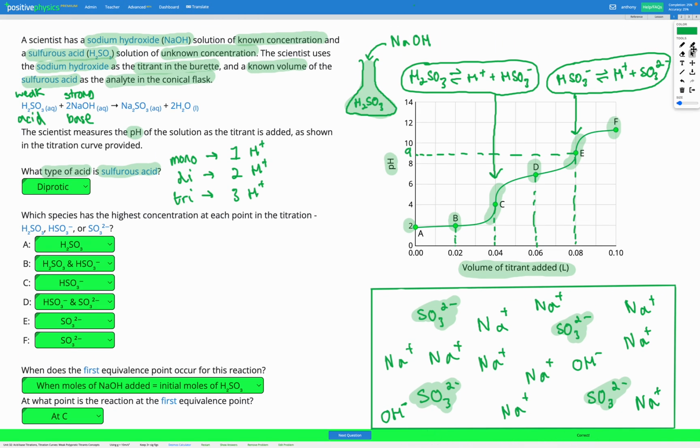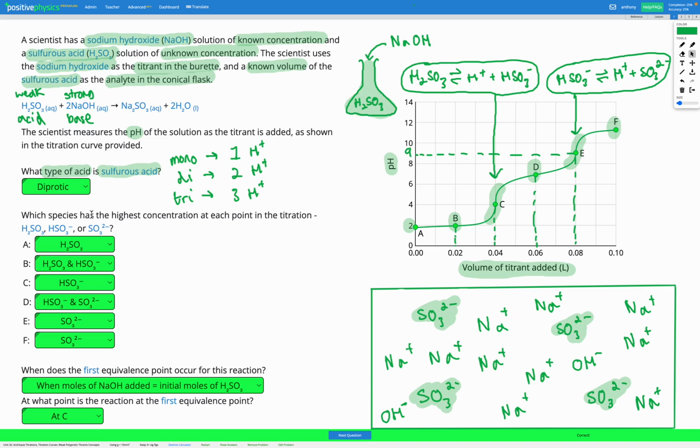So to summarize, in these questions, we have a weak polyprotic acid. Polyprotic means it has more than one H+ ion in it. And as it reacts with the base, it's going to remove one H+ ion first, and then we're going to remove the second H+ ion. So we're going to have 2 equivalence points for a diprotic acid or 3 equivalence points for a triprotic acid.